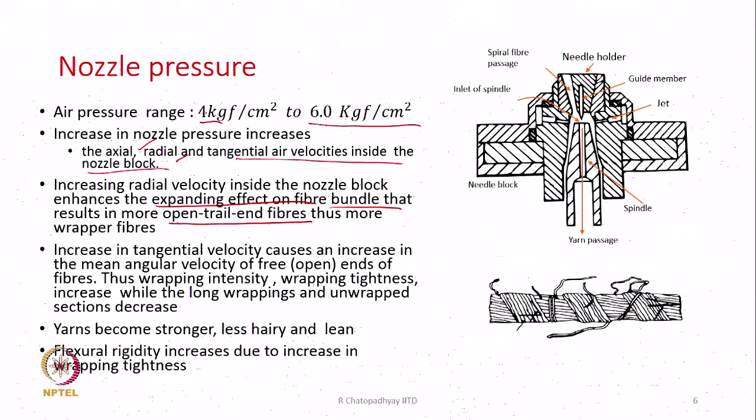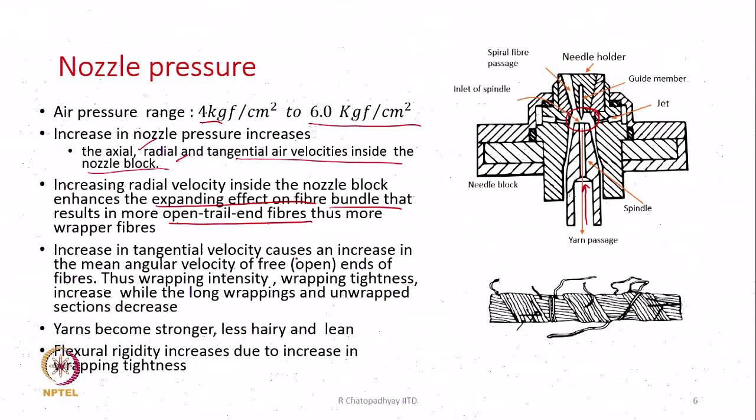So, the separation also is due to the flow of air through the hollow part of the spindle, and therefore, when the nozzle pressure is high, expanding effect is going to increase in the twisting zone which is here, and we expect more fibers to get detached from the main bundle and form wraps. So, wrapper fiber we would expect to increase if we go for higher nozzle pressure.